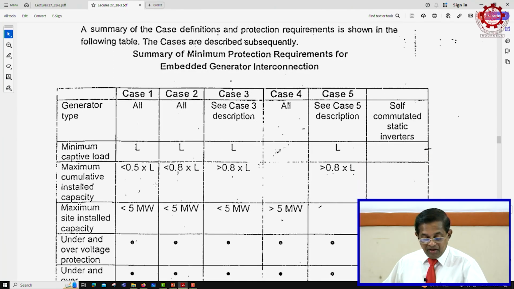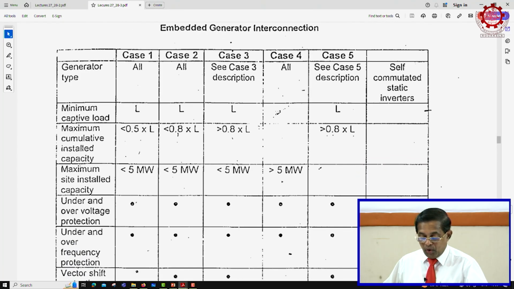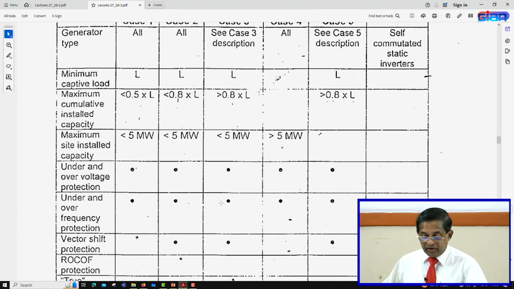Here you can see a maximum site installed capacity less than 5 megawatt, right, less than 5 megawatt, case 1, case 2, case 3, case 4, case 5, right. So, some are less than 5 megawatt, some, case 4, more than 5 megawatt. So, then what are the applicable protection levels? Under and over voltage protection required for all cases. Here you can see all cases under and over voltage requirement, under and over frequency required for all cases.